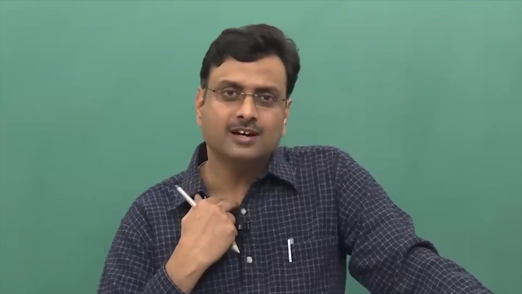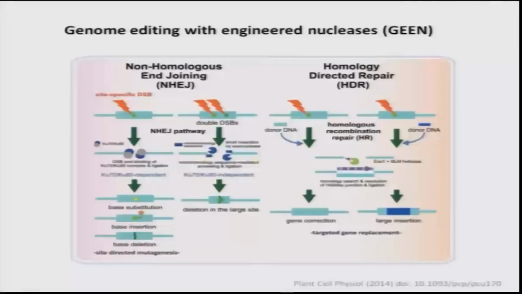Before we get into that, let us look into these two processes. One is the non-homologous end joining process, and the other is the homology directed repair or recombination, which we discussed. Basically, suppose you have an enzyme which goes and makes a cut in your genome. It could be a single cut or it could be a double cut, depending on how many sites are there in a given segment of the genome.